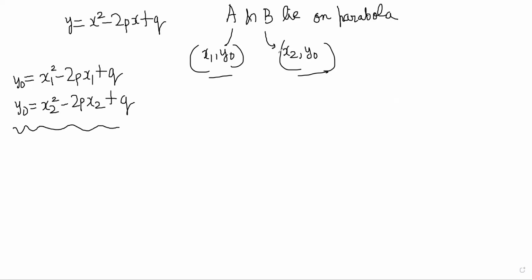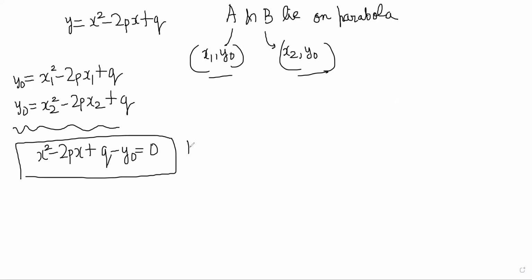Because A and B lie on the parabola, that means if you had a quadratic equation like this, x square minus 2px plus q minus y0 equal to 0, this equation has two roots, x1 and x2, right? This equation has two roots, x1 and x2, correct? Because these x1 and x2 satisfy this, you can see that here, right? So we can say two conditions from there.